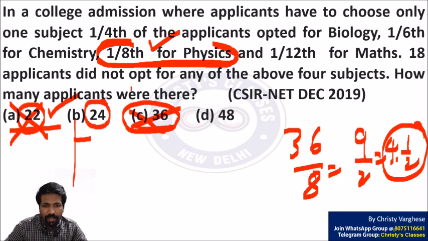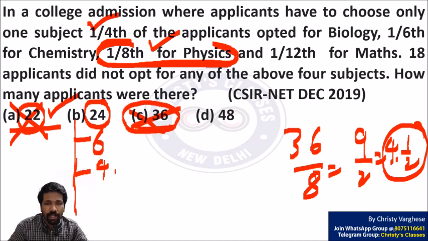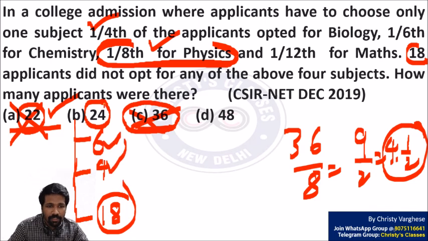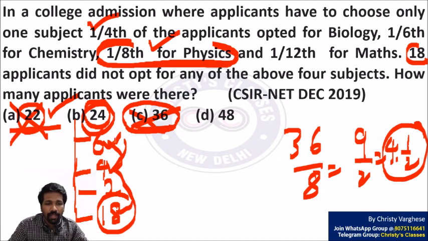If 24 is the answer, 1/4 of 24 should opt for biology. 1/4 of 24 is 6. 1/6 for chemistry: 1/6 of 24 is 4. That itself will give you an idea that this is not going to work. Why? 18 applicants should be there who did not choose any subject. 18 plus 6 plus 4 itself is exceeding 24. Otherwise, maths applicants also, 24 by 12, 2 applicants for mathematics. Adding all these up, you are getting more than 24. More than 24 means again a contradiction.